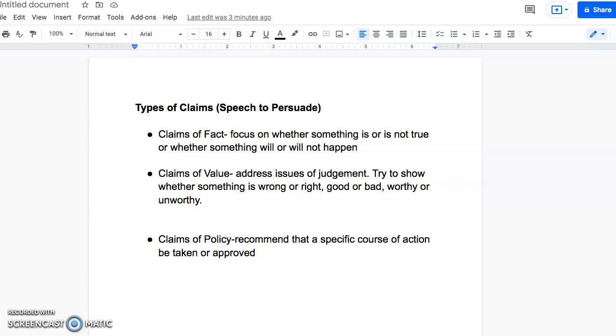With that said, there is a different organization pattern for each of these types of claims. The way in which you organize your speech, or the way in which you write your speech, is determined by which claim you choose. So whether it's a claim of fact, a claim of value, or a claim of policy, those are three different types of organization patterns or writing patterns in which you will write your speech, depending on which claim you choose. Let's talk about some of those organization or writing patterns.